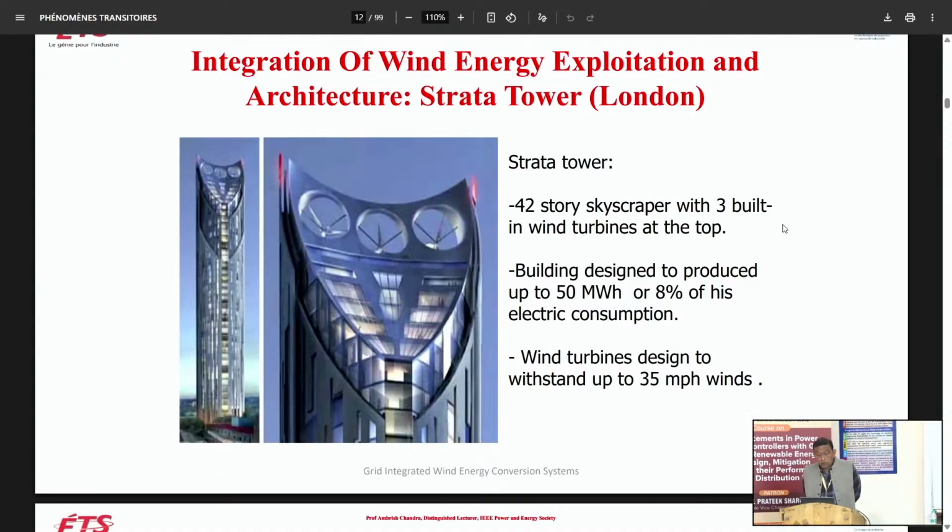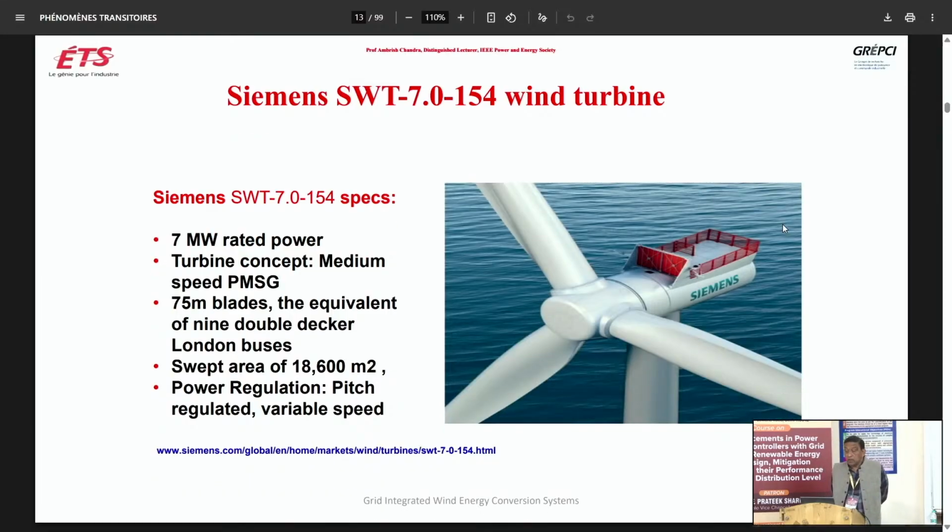And then if you see the wind turbine, Siemens SWT 7.0-154, 7 megawatt rated, very large size, medium speed PMSG machine, 75 meter blades, the equivalent of 9 double-decker London buses, and the swept area, you can believe it, this much swept area.